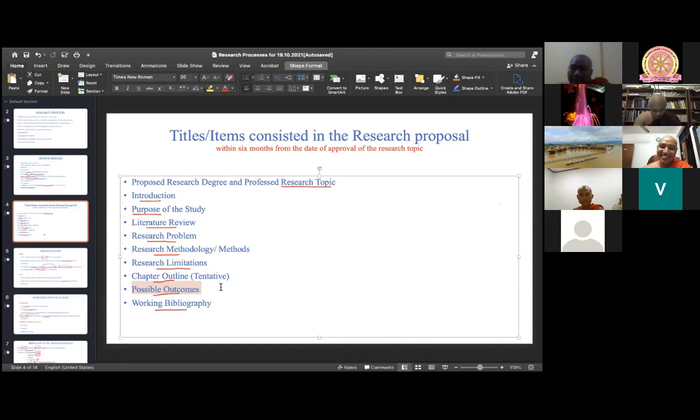Yes, I have one question, to get more clarification about this fact, possible outcomes. Could we say this possible outcome is an assumption? Assumption. Could we say it like this?